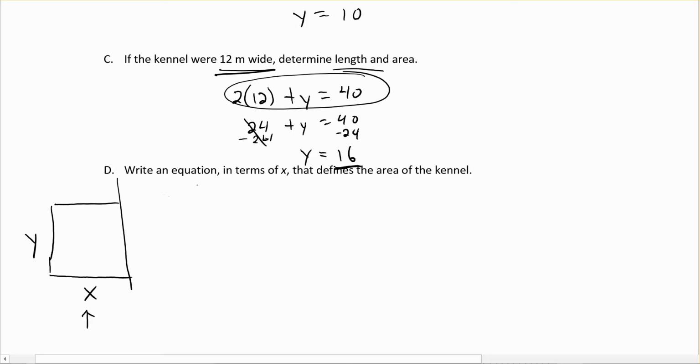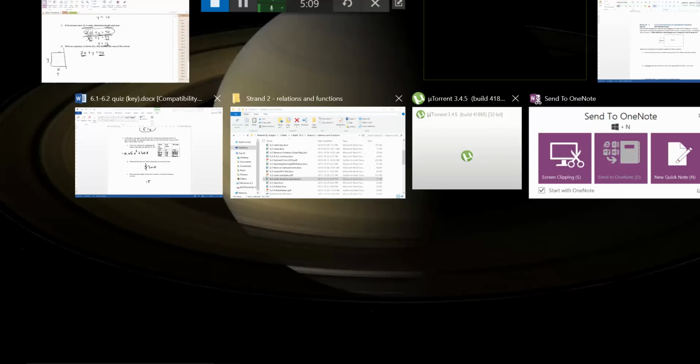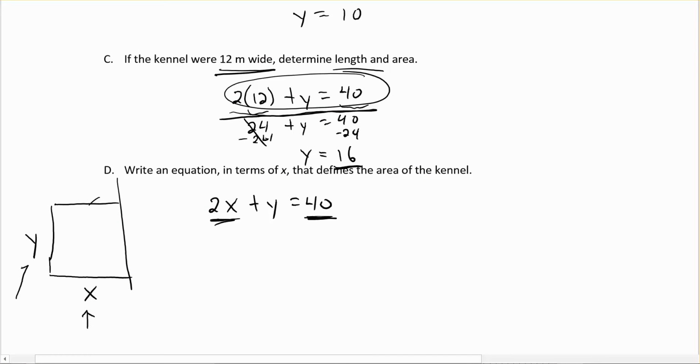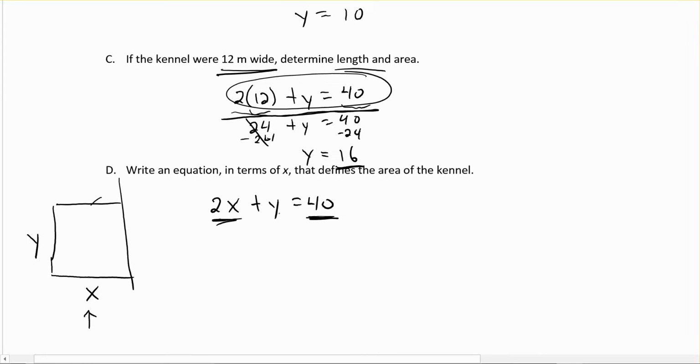I'm going to copy what we had here. So if 12 was my x and 40 was the total, then this was just 2x plus y is equal to 40. And that makes sense too. I'm just adding up all of my fence to equal the total amount of fence, 40. This 2x comes because there's one side here and there's one side here. So we have two of those x's, and we have one y. So two of the x's, one y, that equals 40.